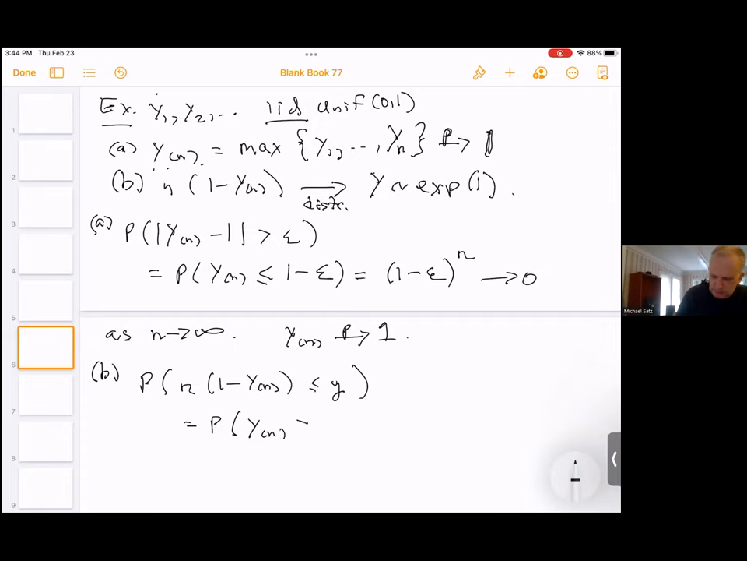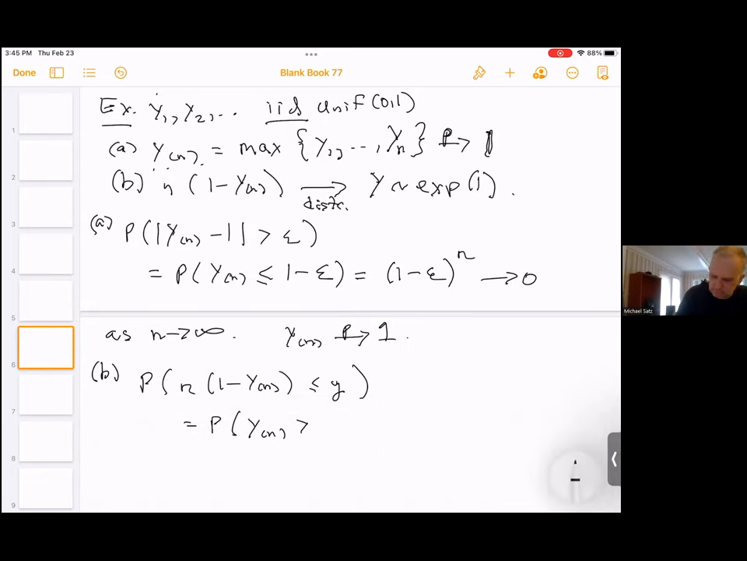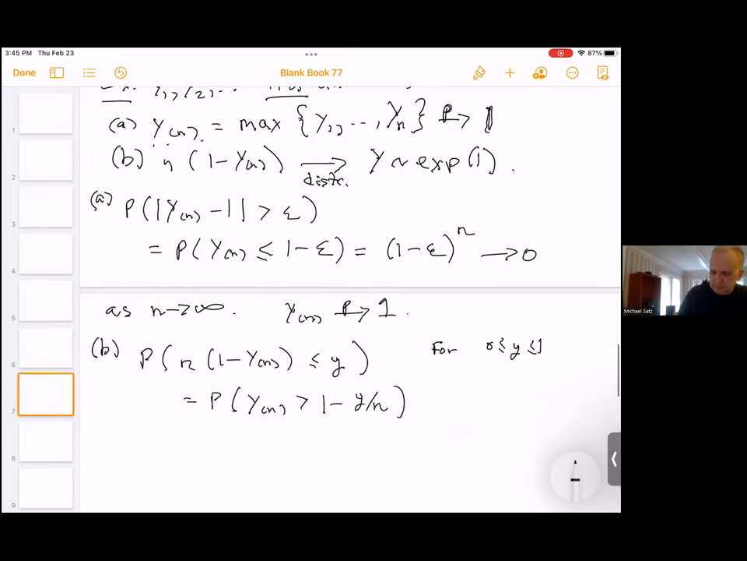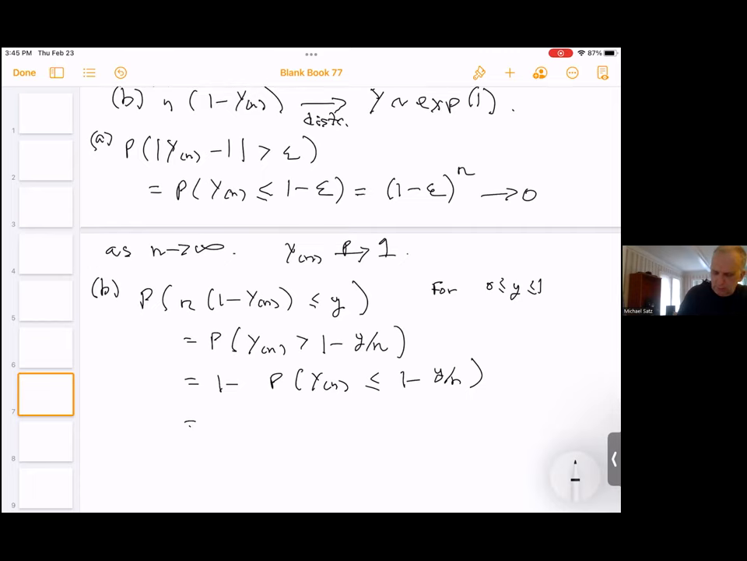So I get the probability Yn is greater than, I'm going to use the equal anyway, maybe I shouldn't, it doesn't really matter. But so it's not going to worry you, this is the probability Yn is greater than 1 minus little y over n. Let's say for the interesting stuff. Now greater than, I don't know, but I knew I could do it less than. So this is 1 minus the probability Yn is less than or equal to 1 minus y over n, which is equal to 1 minus y over n, to the n.